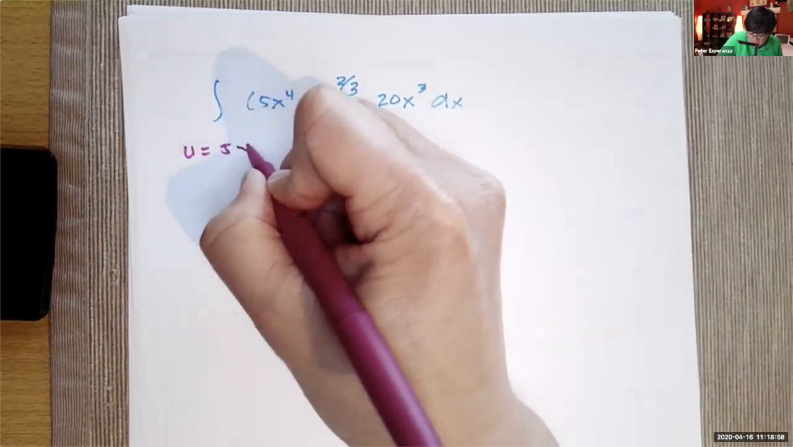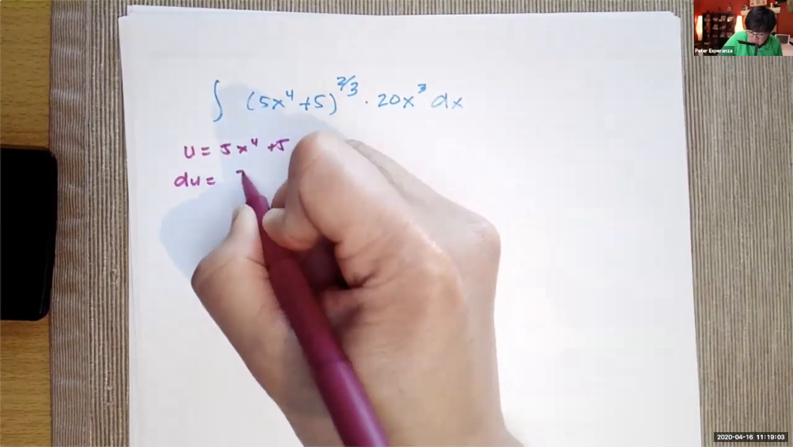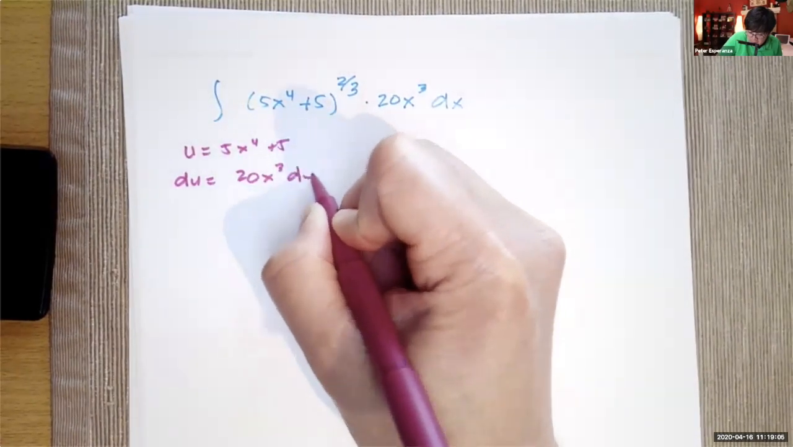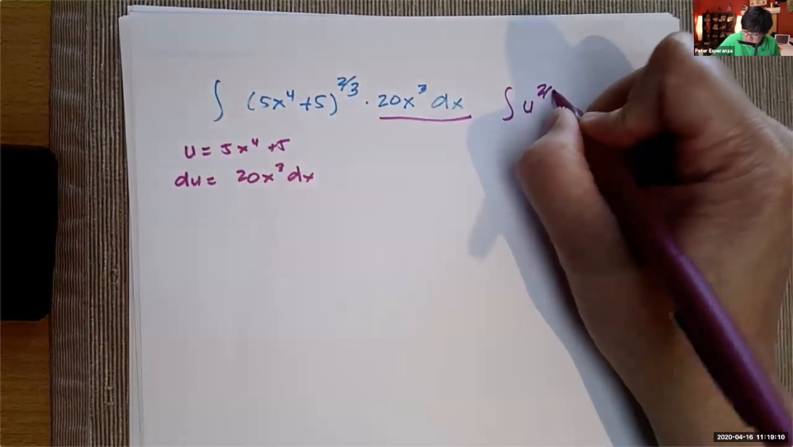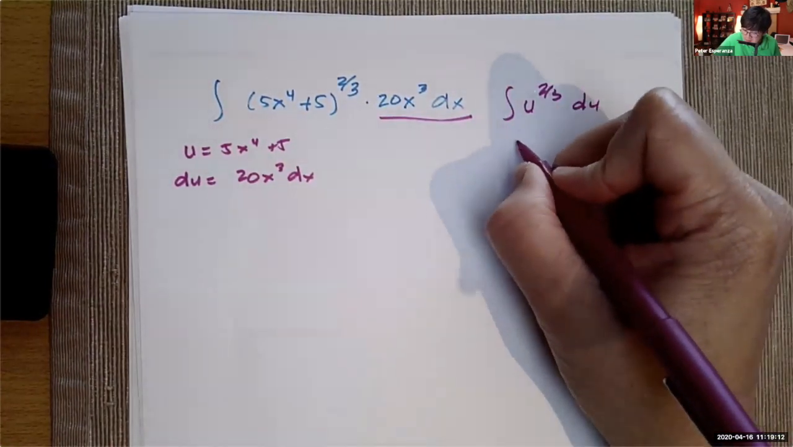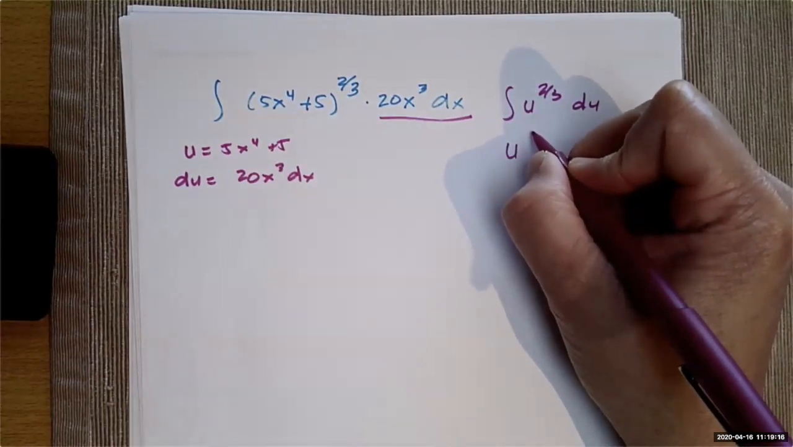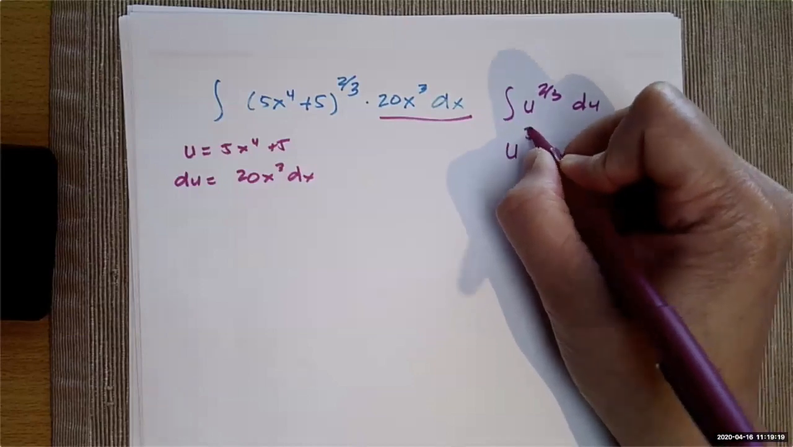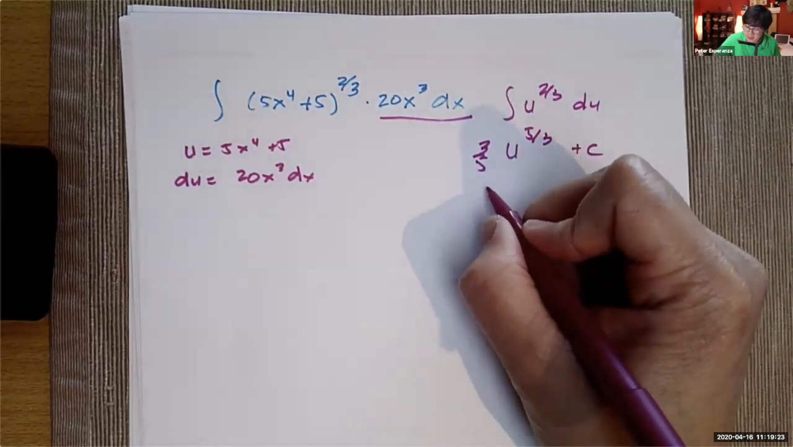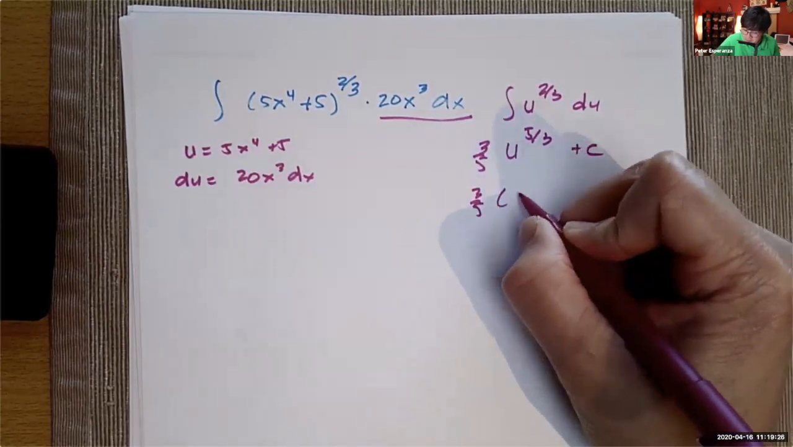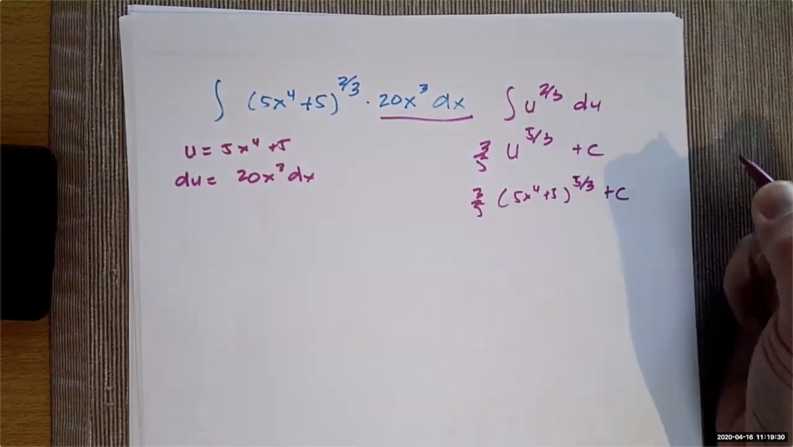u is 5x to the 4th plus 5. The derivative of that is 4 times 5, which is 20x cubed dx, which is exactly that. So we have u to the 2/3 du, and the antiderivative of that is u to the 5 over 3, times 3 over 5, plus c. And 3 over 5 times 5x to the 4th plus 5, to the 5 over 3, plus c.